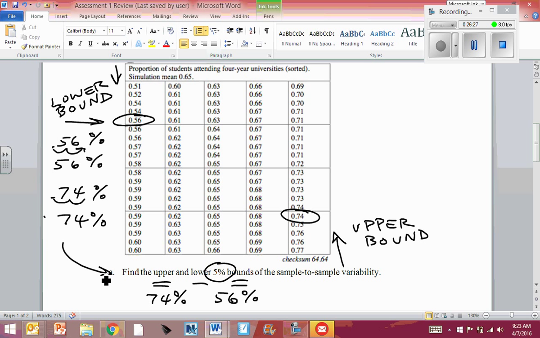Hey, I got 100 numbers. How do I find the upper bound, lower bound? I count in 5 if they're in order. Count in 5. I'm there. Everybody else in between, you are the 90%.